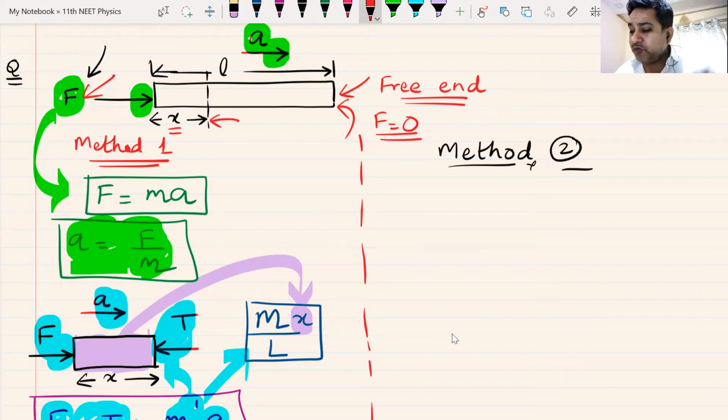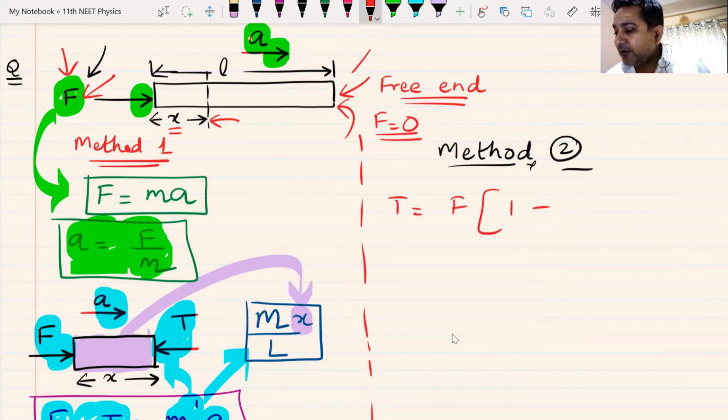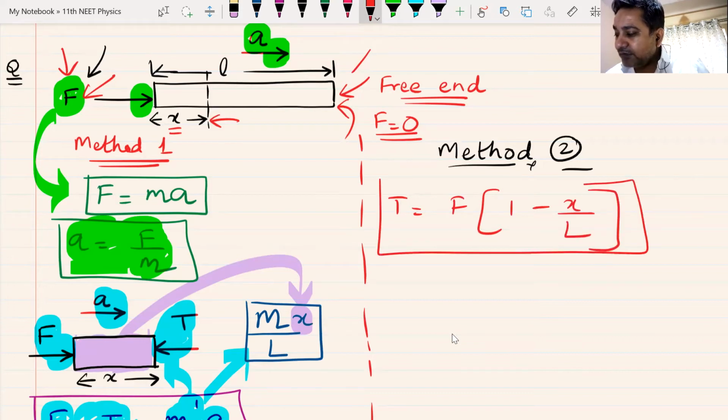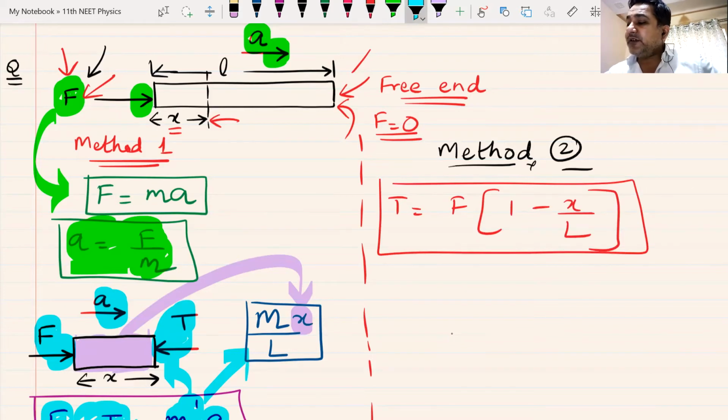On one end, the force is F. On the other end, the force is 0. So from this end, you can easily find the force, subtract it from this end. The formula becomes f at any distance x. If I call that f as T, that will be equal to F into 1 minus x by L. Remember this formula. Am I clear with this formula? How I've derived it?